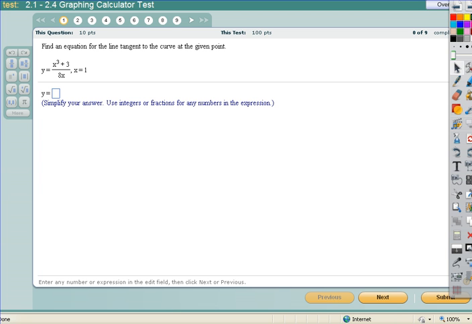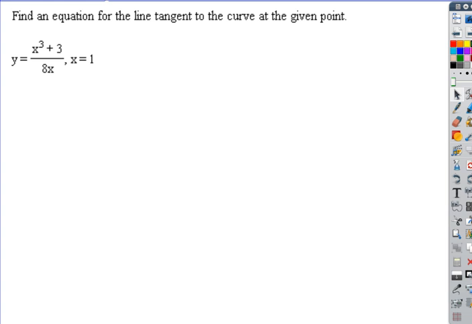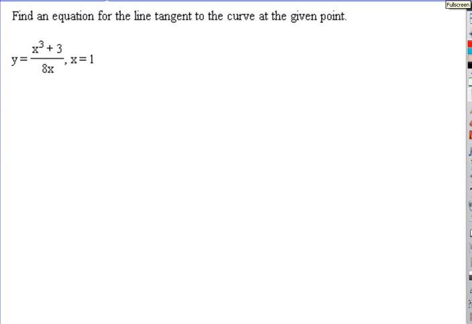All right, find an equation for the line tangent to the curve at the given point, which I conveniently have set up right there. Okay, so the line tangent to the curve. What do we got to do here? Derivative. Yeah, we need a slope and a point, right? Okay, the point we can get without calculus.